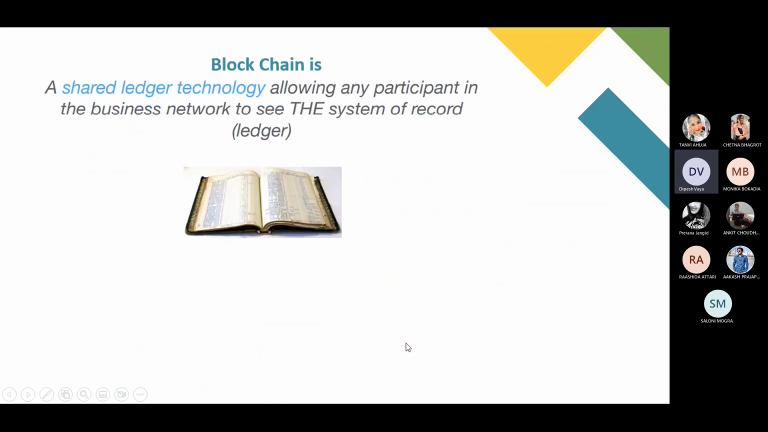So blockchain is what? Blockchain is what? It is a shared ledger technology allowing any participant in the business network to see the system of record. It is a ledger, right? What is it? It is shared ledger technology. Shared means decentralized, allowing any participant in the business network to see the system of record.